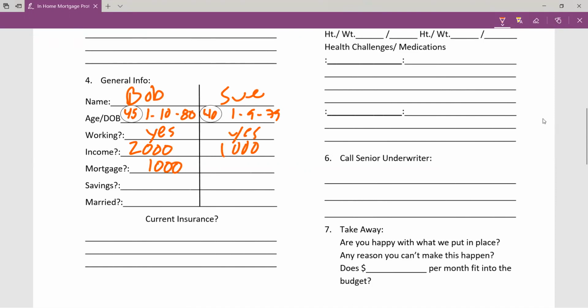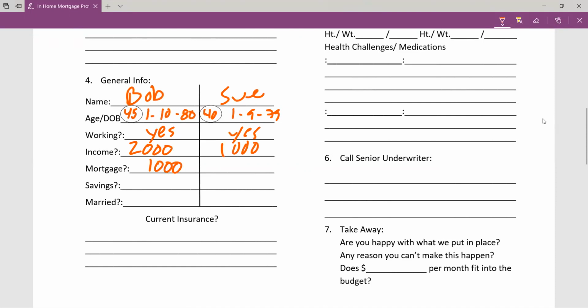So just putting down both husband and wife, this is a basic situation. I mean, we're looking at, like I said, they're about the same age, they're both working. One brings in $2,000 a month, the other one brings in $1,000. So the mortgage will be $1,000, right? That's usually taxes, insurance, all that stuff inside the same price point. You want to get the whole entire number.